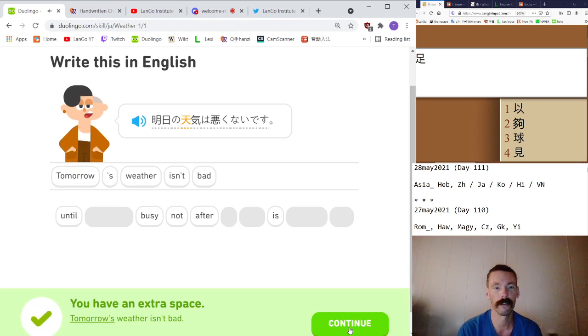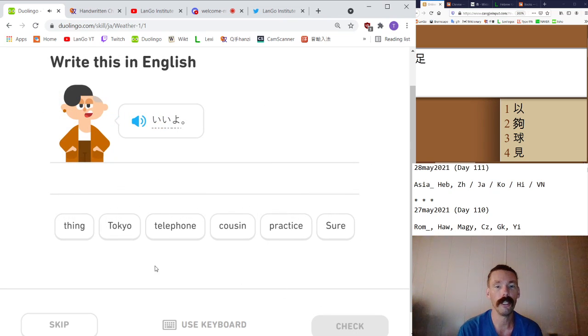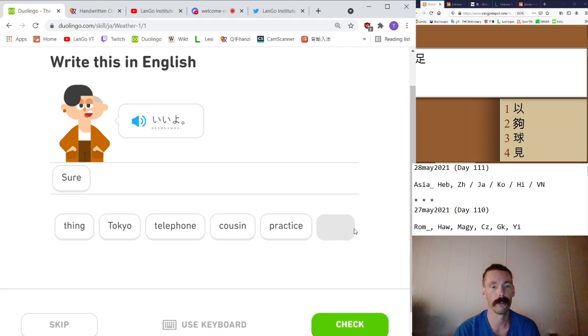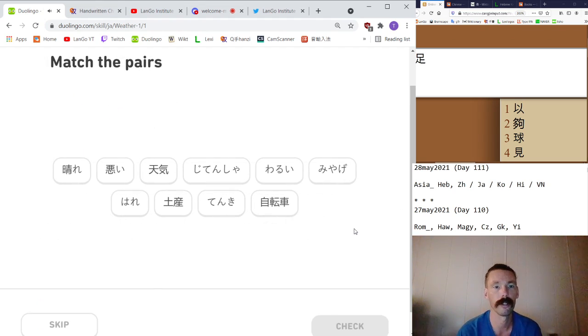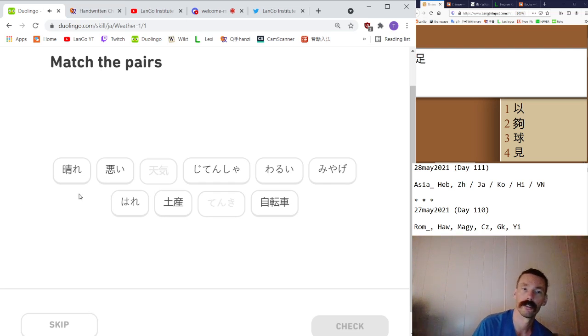Odd sentence in English. いいよ. What's this one mean? It is good. Or sure, we could say. Okay. What is tenki in English? Okay, can you tell us?